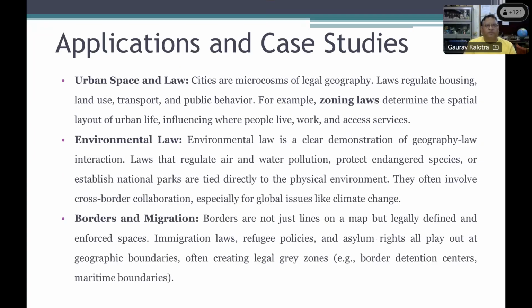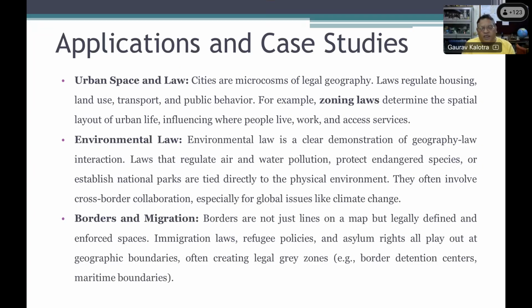Then some of the applications and case studies. Urban space and law. Cities are microcosms of legal geography. Laws regulate housing, land use, transport, and public behavior. For example, zoning laws determine the spatial layout of urban life, influencing where people live, work, and access services. Environmental law is a clear demonstration of geography-law interaction.